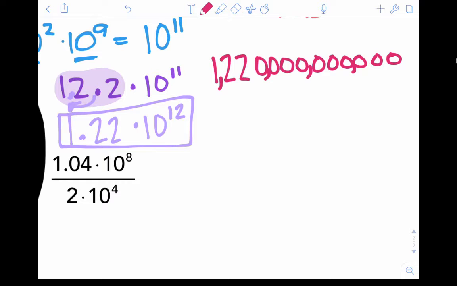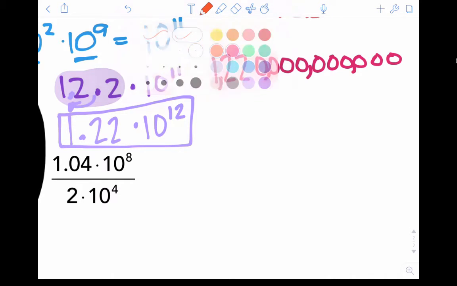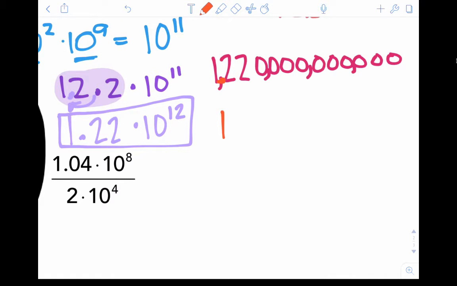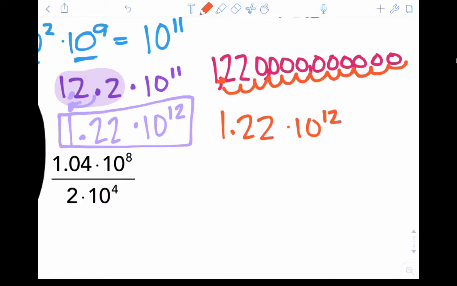That's a really big number. Now, if I'm going to write this number in correct scientific notation, my decimal needs to go right here. So this is going to be 1.22 times 10, and my decimal had moved 1, 2, 3, 4, 5, 6, 7, 8, 9, 10, 11, 12 times. So this is 1.22 times 10 to the 12th, which is what we have there. So when you move to the left, you add.